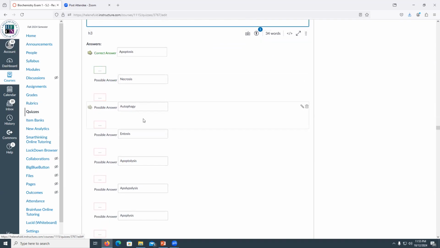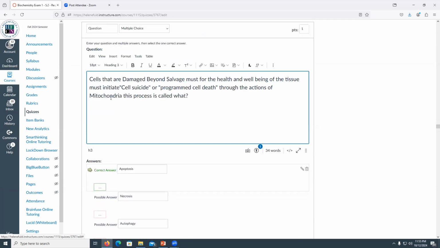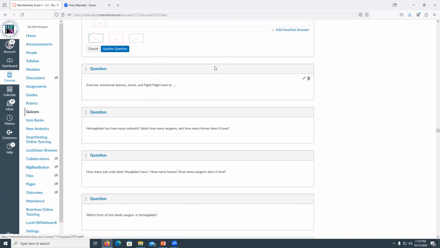Autophagy is when the cell eats itself alive. These are all different topics that have nothing to do with cell death, and that is programmed cell death, programmed by the mitochondria. Mitochondria program cell death. That is apoptosis.